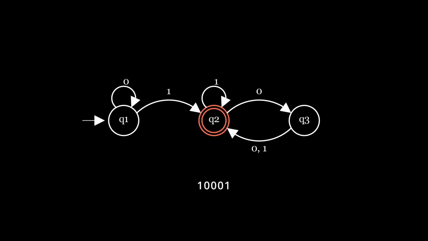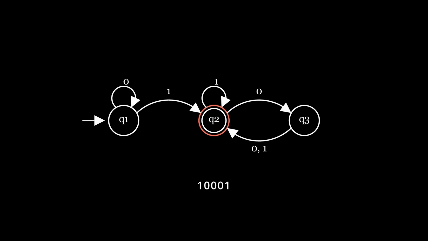For example, let's give it the string 10001. We start in Q1, we read the first one and go to state 2. Then, we read a 0 and go to state 3. We read another 0 and go to state 2. Then, we read one more 0 and go to state 3. Then, we read the final character 1 and move to state 2. We have ended at the accept state, so we can consider this input as valid and our computation complete.